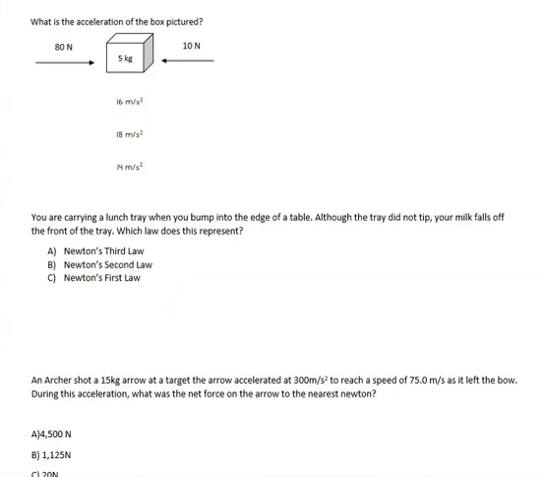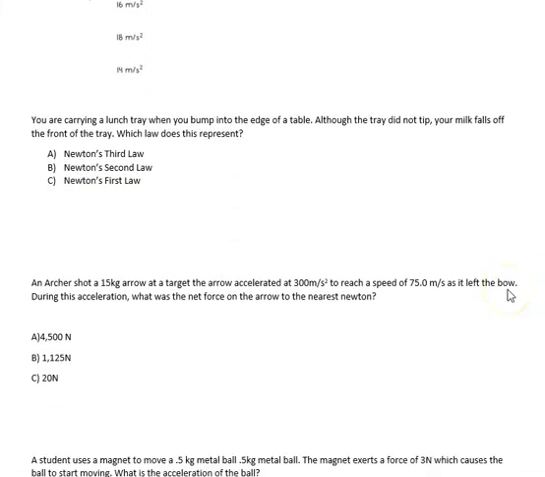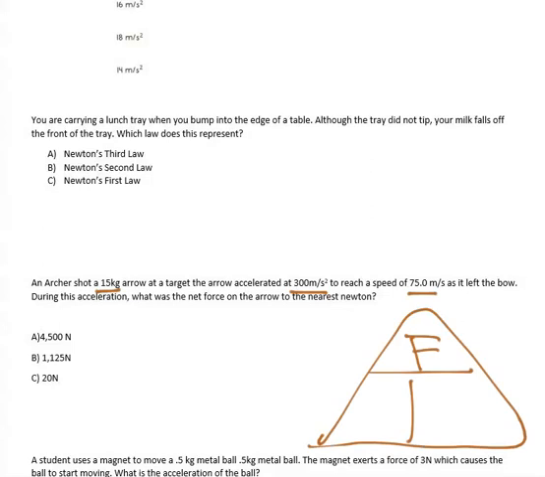Okay. This next question says an archer shot a 15-kilogram arrow at a target. The arrow accelerated at 300 meters per second squared, and it reached a speed of 75 meters per second. When we look at our FMA triangle, we do not need to know the speed of the object, and we know it's a speed because it does not have the squared attached to it. So this information right here is not needed information.